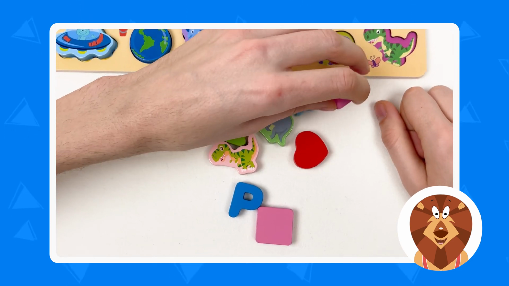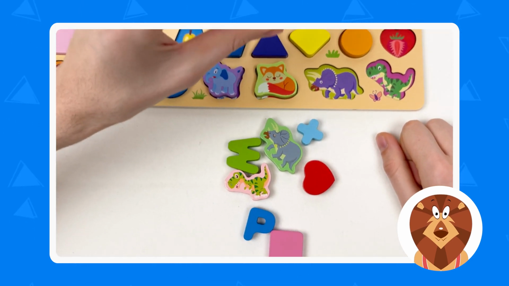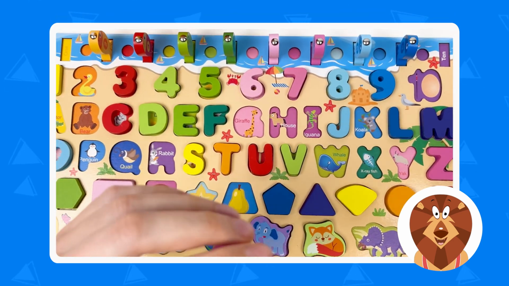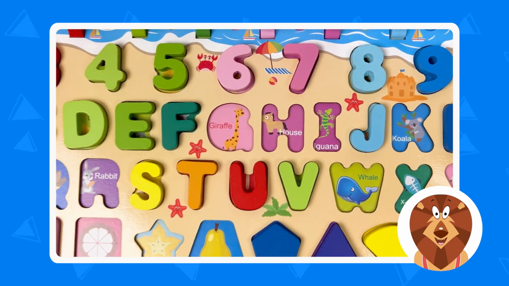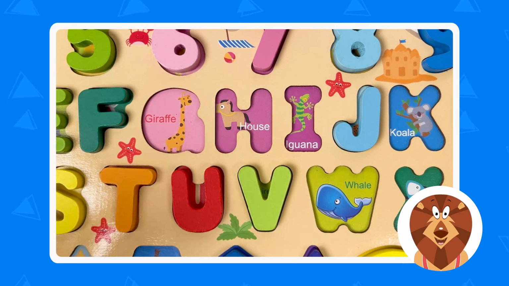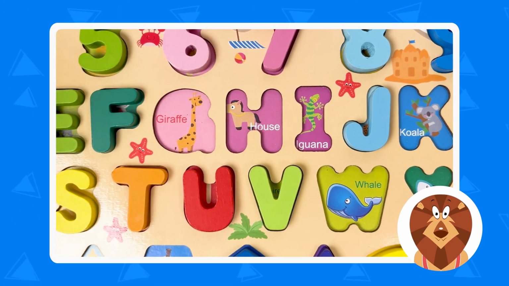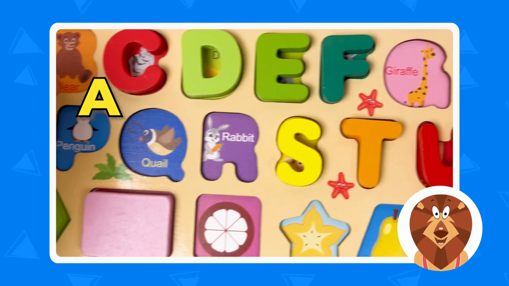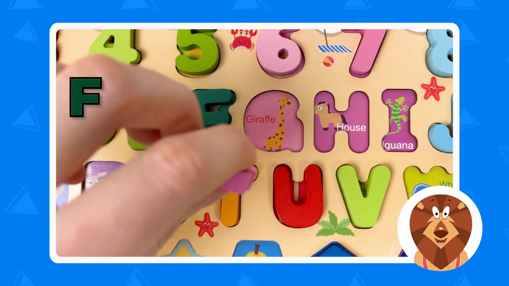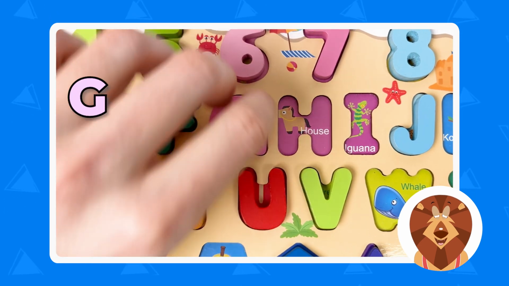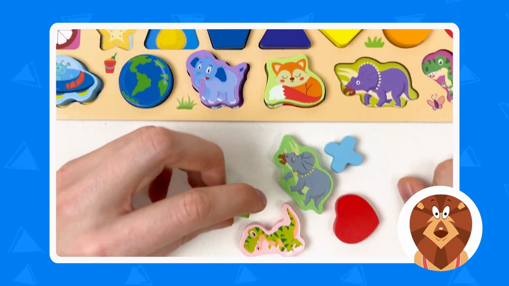And let's take the next. So the next is going to be the letter G. And we need to find the giraffe on this alphabet. Can you see the giraffe? Can you see it? Yes, it's here. So it's A, B, C, D, E, F, and G. Great.